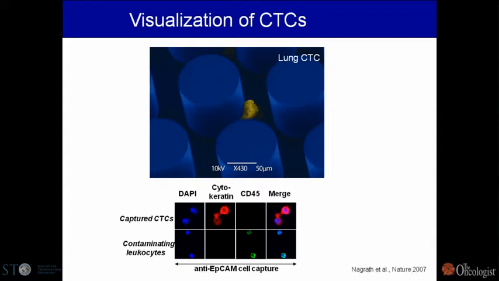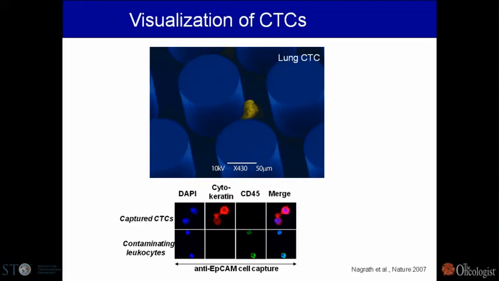Well, this is what's standard in the field now, which is first you stain it with DAPI or Hoechst to make sure it has a nucleus. That's helpful. Then you capture it, obviously, with EpCAM, so you use a second antibody to make sure that it really is an epithelial cell. In this case, we're staining here with cytokeratin. Red means that you're an epithelial cell with cytokeratin. Green means you actually have a white blood cell marker, CD45, so you're a contaminating white cell, and then you merge these.